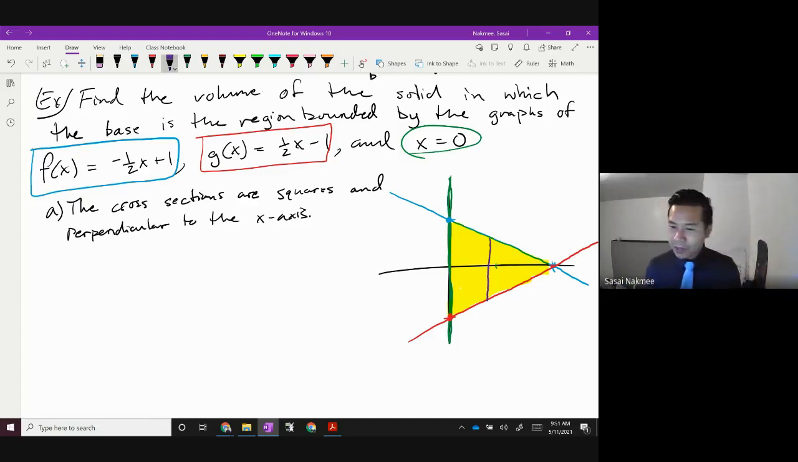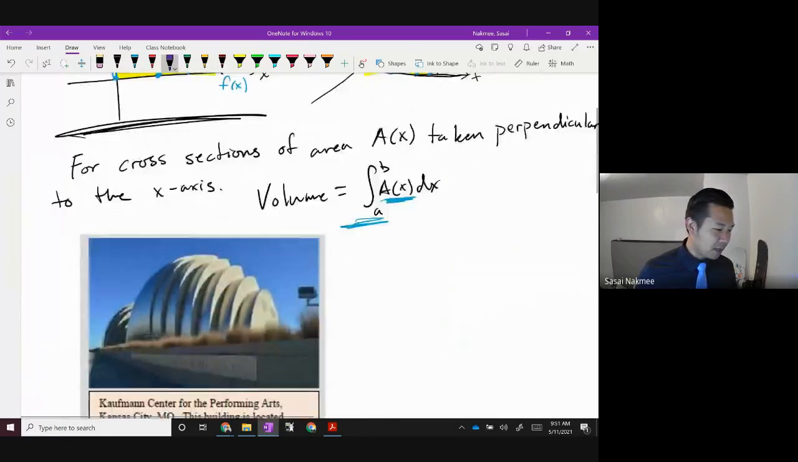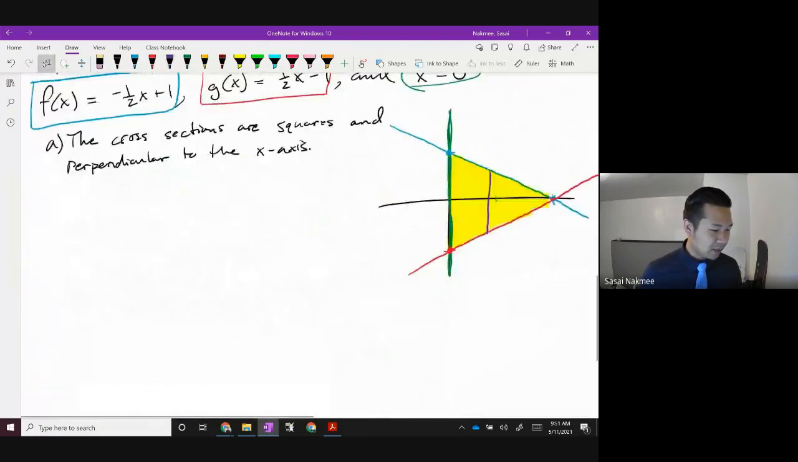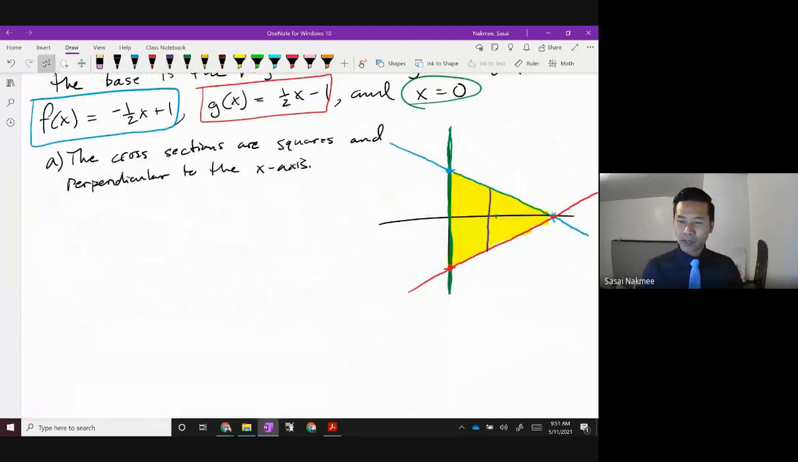Okay, so can you picture it? The cross section is a square, right? And it's perpendicular to the x-axis, but it's popping out of the screen right now. Can you imagine it? Instead of being a curved line like this one up here, with those squares it has this nice little triangle base, but there are squares coming out of it. You got it pictured in your mind?